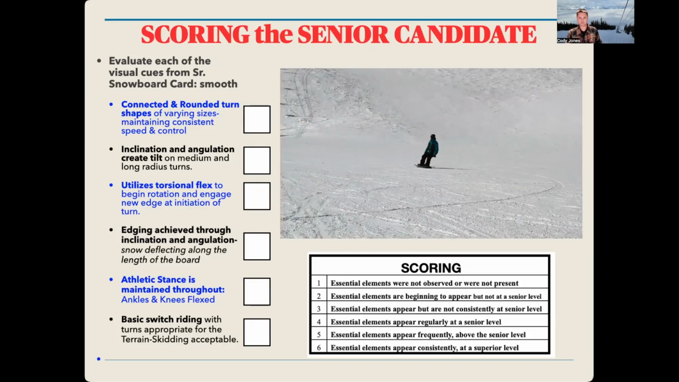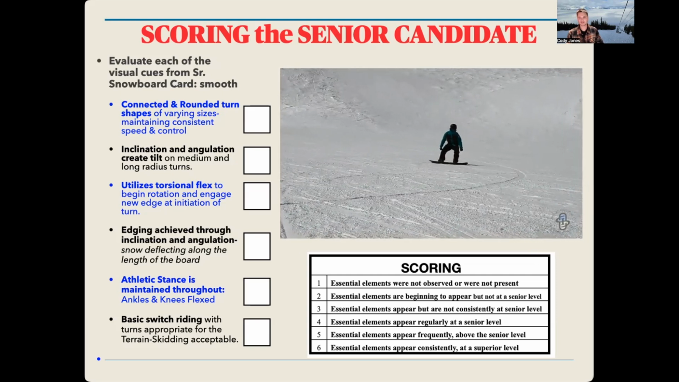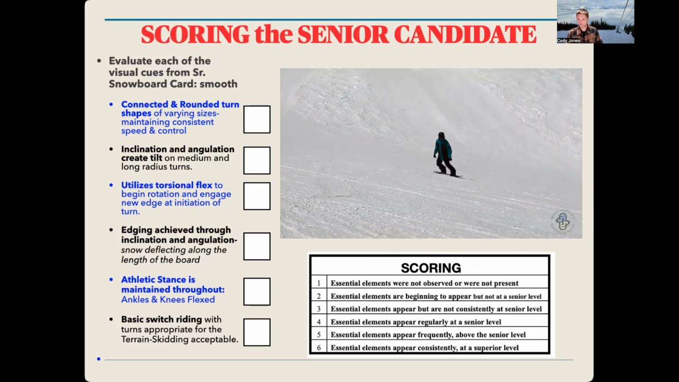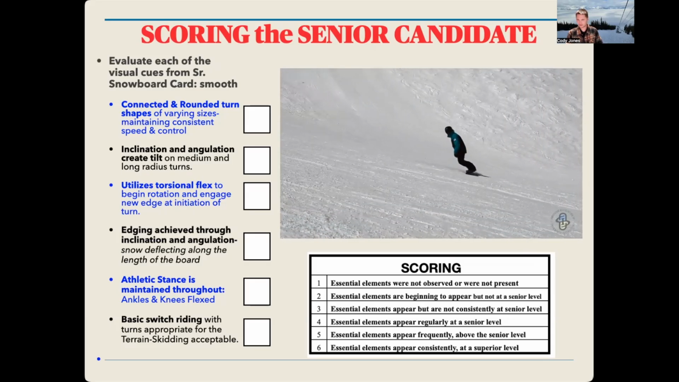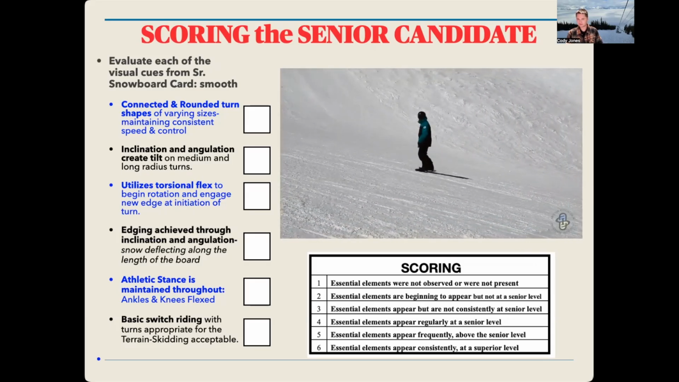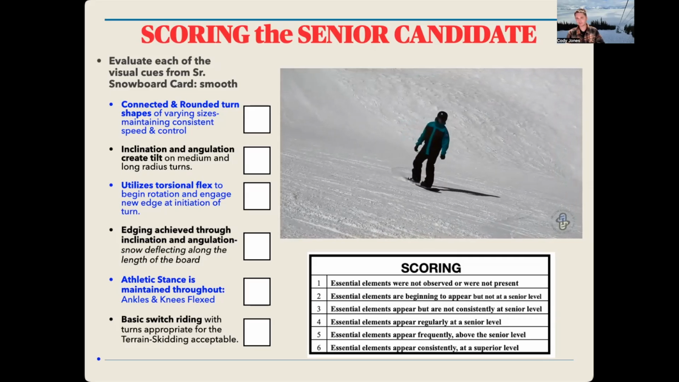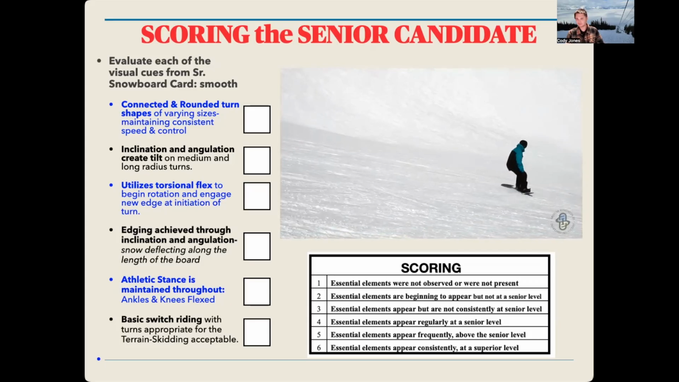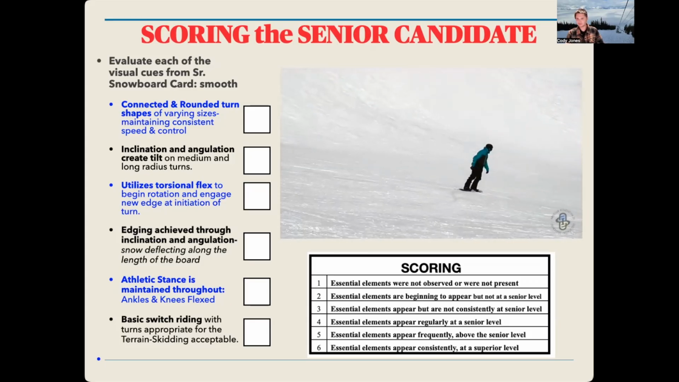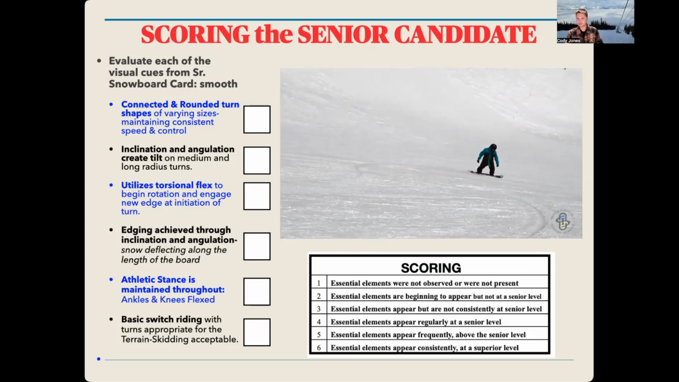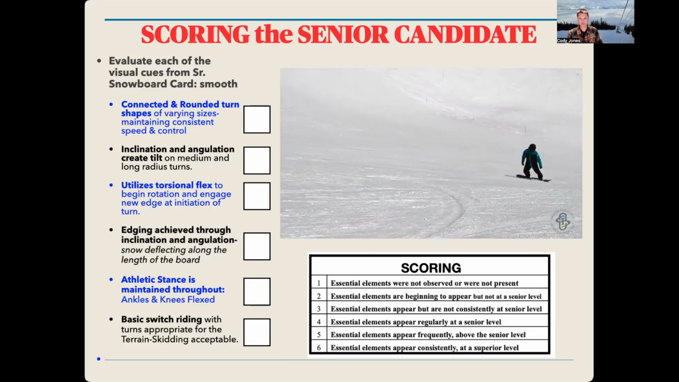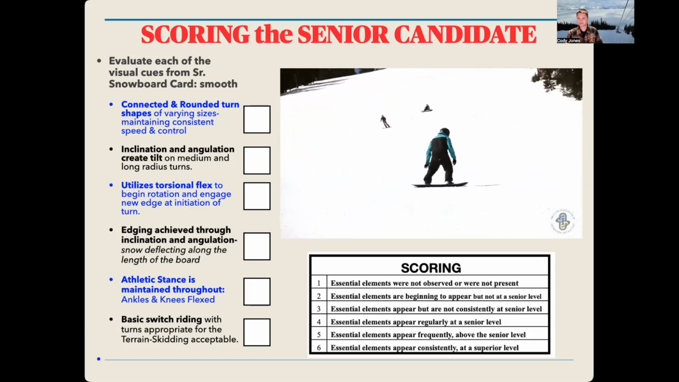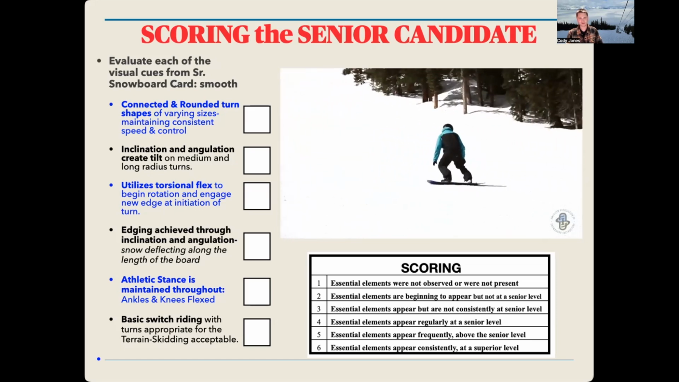Utilizing torsional flex to begin rotation and engage the new edge at the initiation of the turn. Looking at this rider here, you can see there's a little bit of a drop in the heel to initiate that front foot. And there you can see that front knee drop down a little bit to initiate the next turn. This is pretty subtle, but the torsional flex is there, so I would give this a 4 on the scorecard.